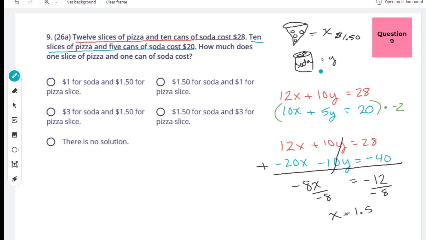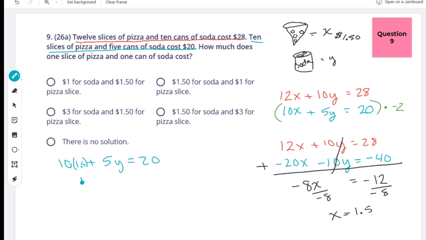So now to solve for y, which is my sodas, I could choose to plug into either the red equation or the blue equation. I could even plug into this blue equation if I really wanted to. It doesn't matter. So I'm going to choose the original blue equation just because I'm better at multiplying 5s and 10s in my head. So I'm going to have 10x plus 5y is equal to 20. But we know what x is, so I'm going to substitute in where that x is 1.5.